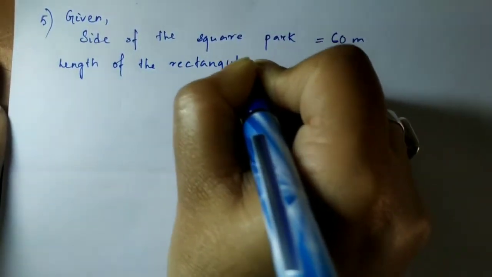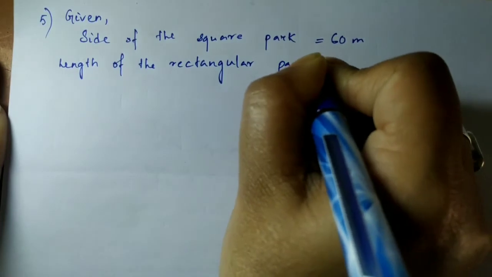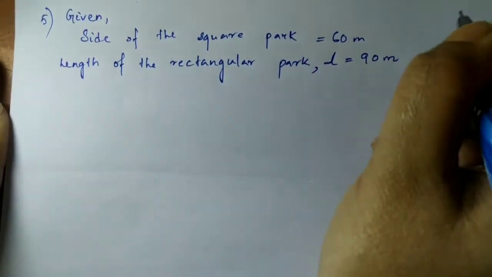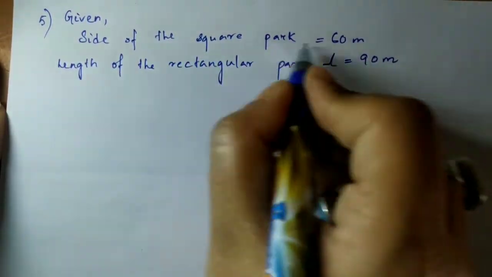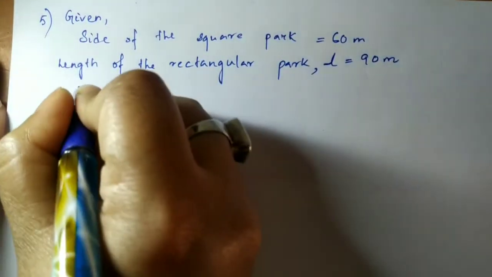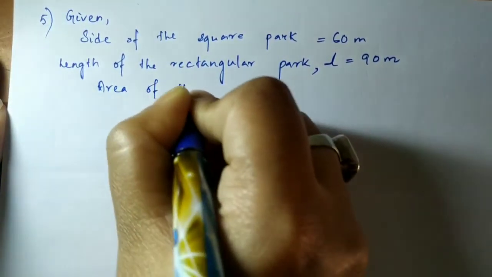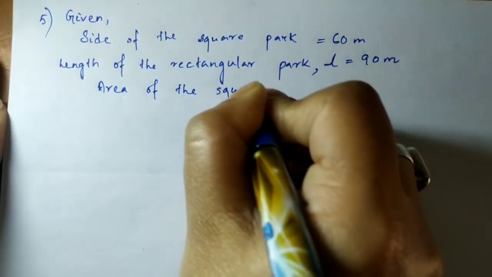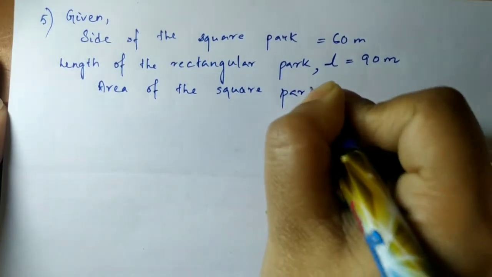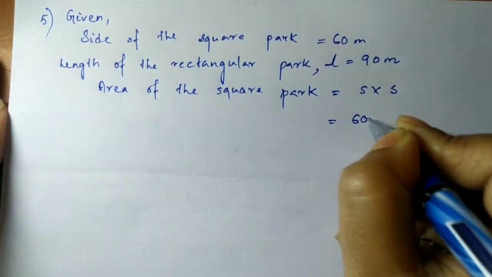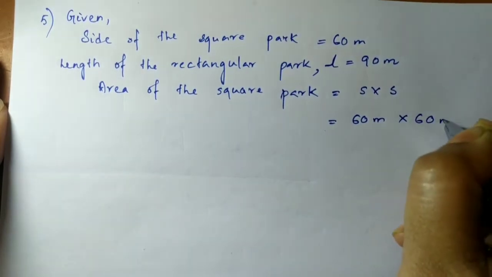The length of the rectangular part is given as 90 meter. From this, I can find the area of the square part. The area of the square part, as all of us know, is side into side. Side into side means 60 meter into 60 meter.